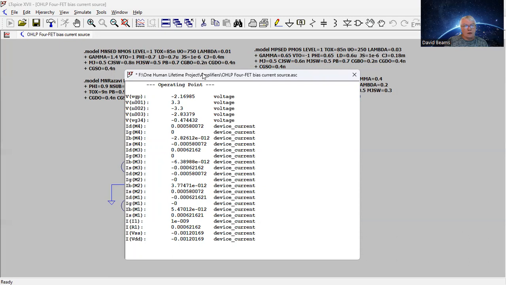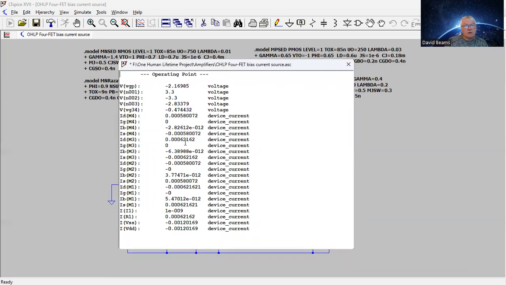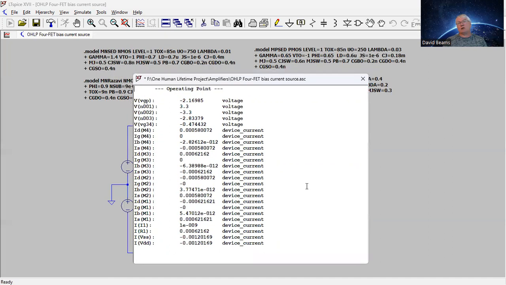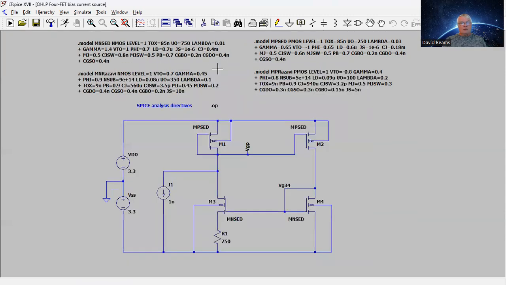M3 and M4 are the NMOS devices. The drain current of M3 is 62.16 microamperes, and the drain current of M4 is 58.001. Very close match. Now, the spreadsheet, of course, did not take into account the output resistance of each of the MOSFETs, the channel length modulation effects. The LTSpice simulation, of course, does indeed do that. Anyway, we present all these resources for your use.